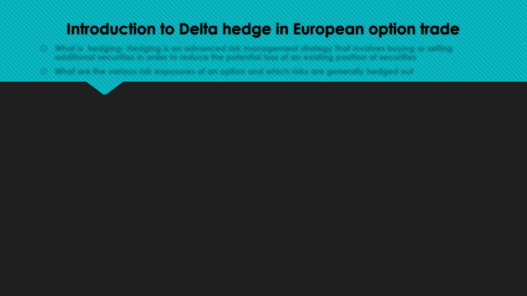Now, what is delta hedge? Here we'll mainly cover delta hedge in European options, but delta hedging could be done in American options also. However, the formula for delta is slightly different in American options, as these could be exercised anytime. All the principles of delta hedging are similar in American options also.